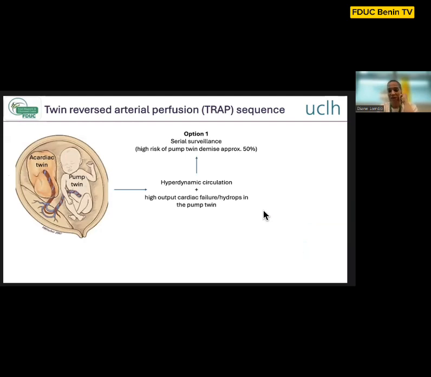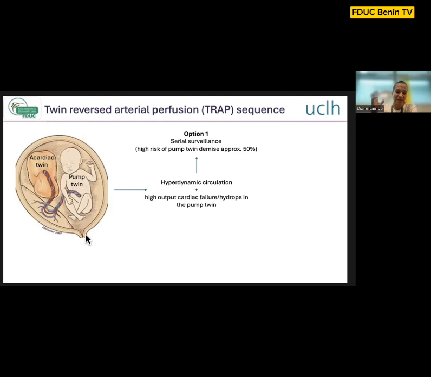So moving on to TRAP sequence, this is a very rare complication of monochorionic twin pregnancies. It occurs in about 1% of monochorionic twin pregnancies, and in the general population, it occurs in about 1 in 35,000 pregnancies. So it's very, very rare. And essentially, it's characterized by the presence of an acardiac mass that you can see here, which is perfused by an apparently completely normal twin, which is called the pump twin, and that's seen in the image.